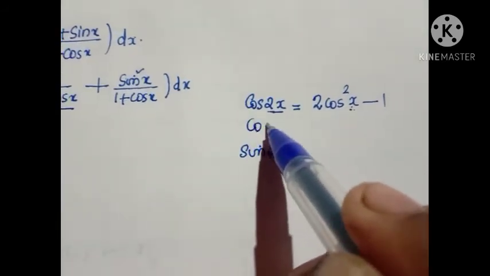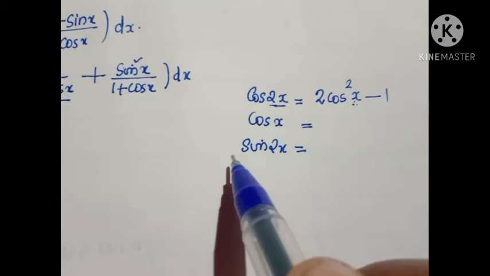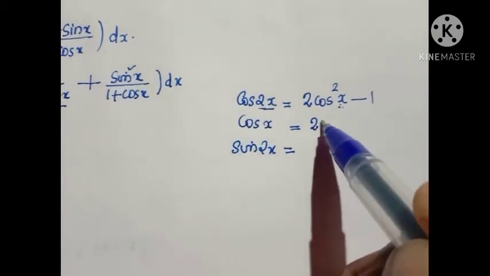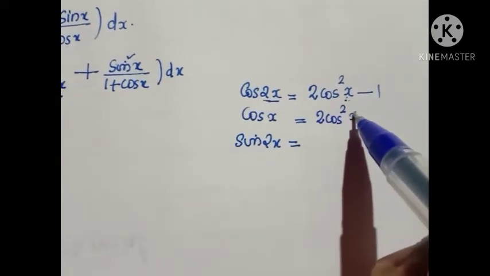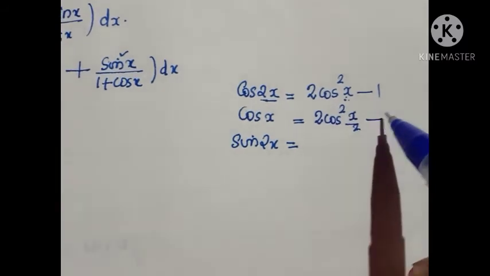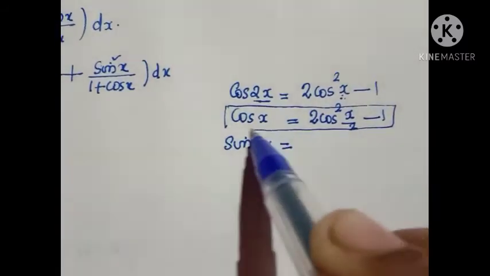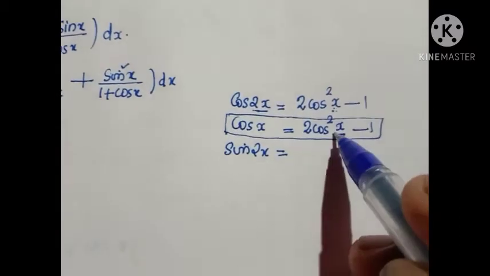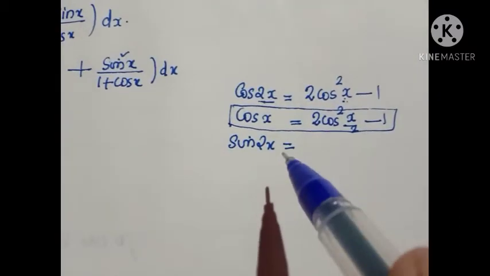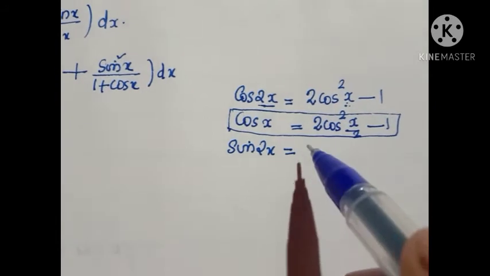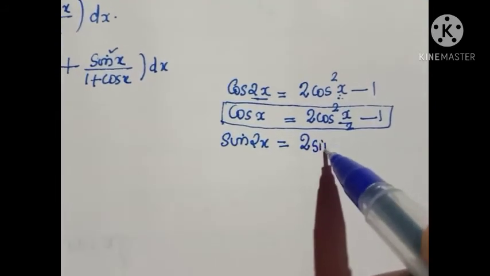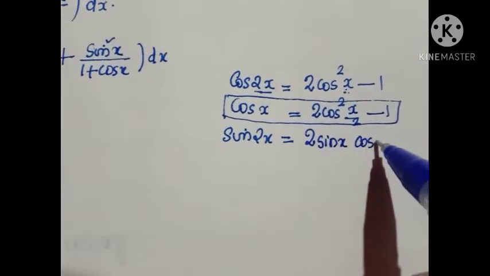So what is cos x? Cos x becomes 2 cos square half of the angle, that is x by 2. Cos x equals 2 cos square x by 2 minus 1. Now, what is sin 2x? Sin 2x is 2 sin x cos x.